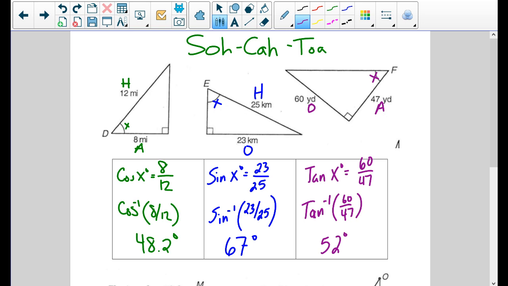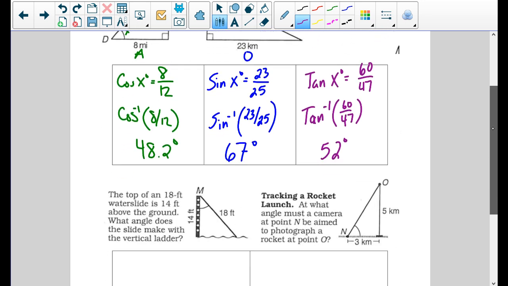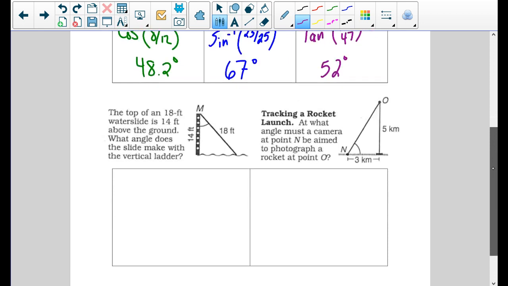Again, it's all based on setup. As long as you can label it correctly and you remember what sine, cosine, or tangent to use, it's all calculator stuff. Okay? So using that inverse, that second sine, second cosine, second tangent. Okay? Let's take a look at a couple word problems and then we're done.